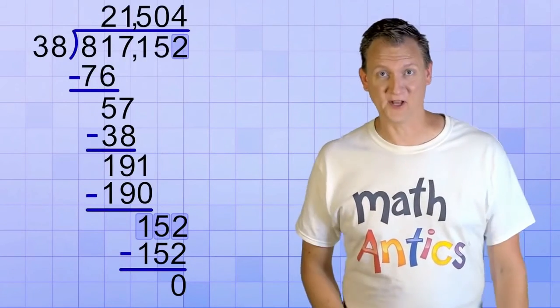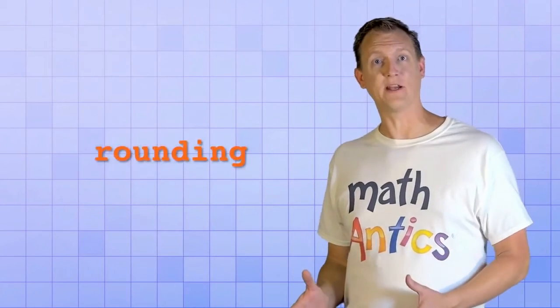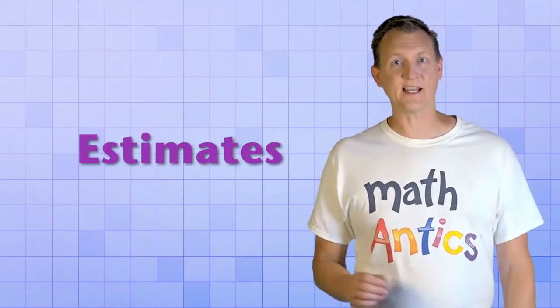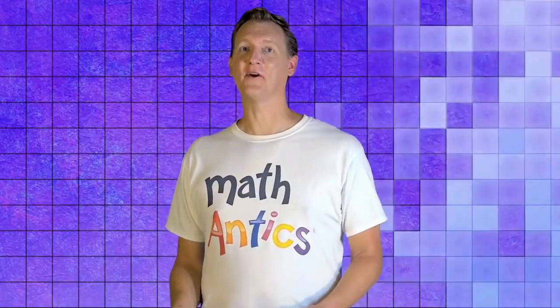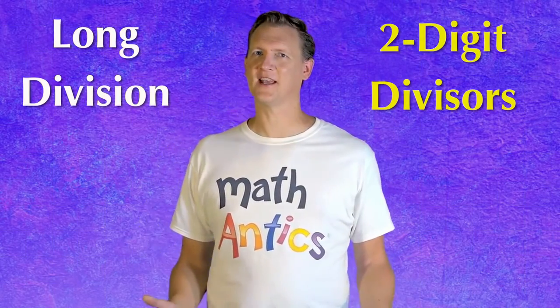Wow, that was a lot of work. But did you see how much rounding helped us out? We made good estimates each time by rounding the numbers we were working with. Alright, now you know that the long division procedure works the same for 2-digit divisors. It's just that each division step will involve 2 or 3 digits of the dividend.